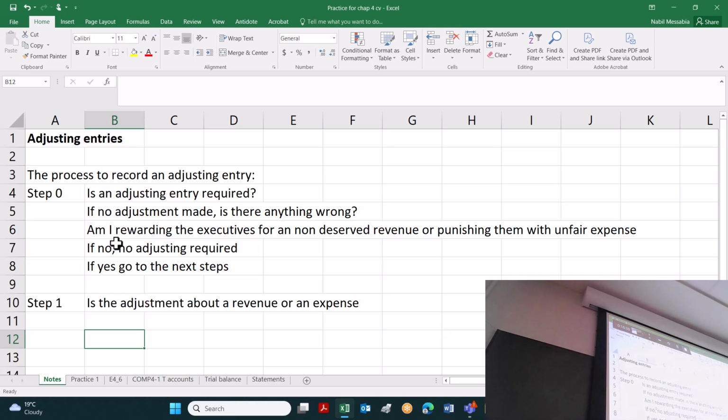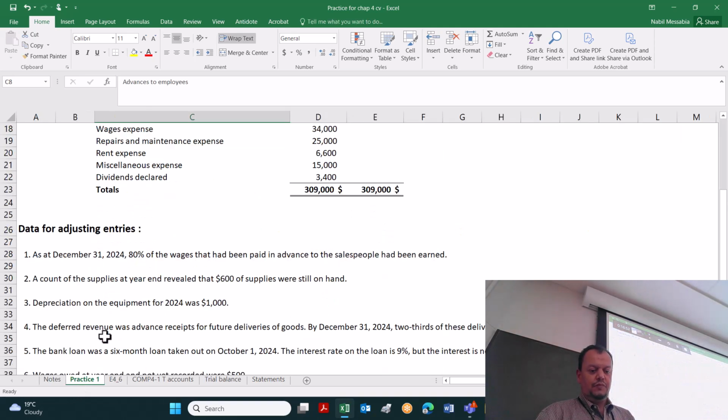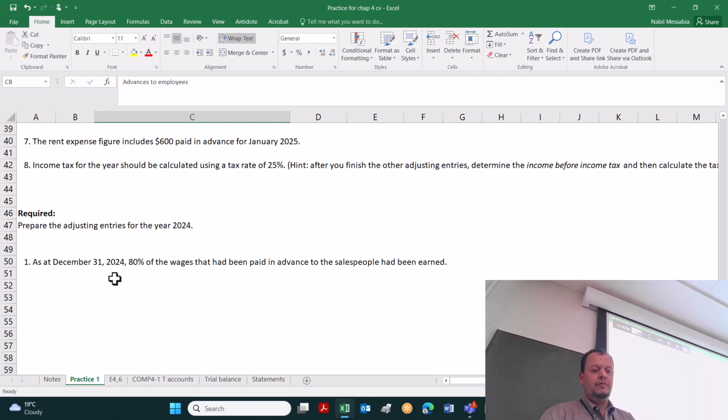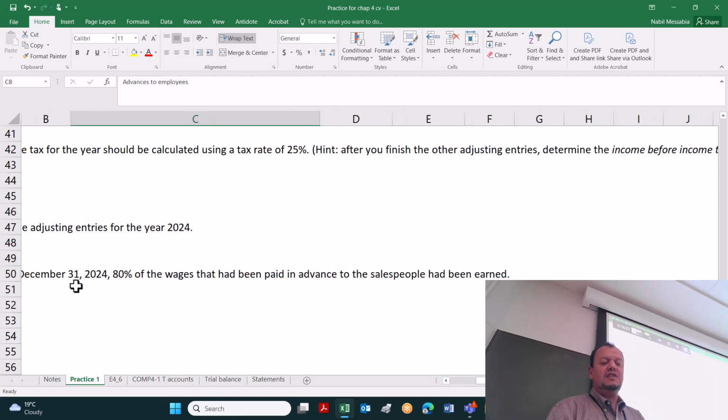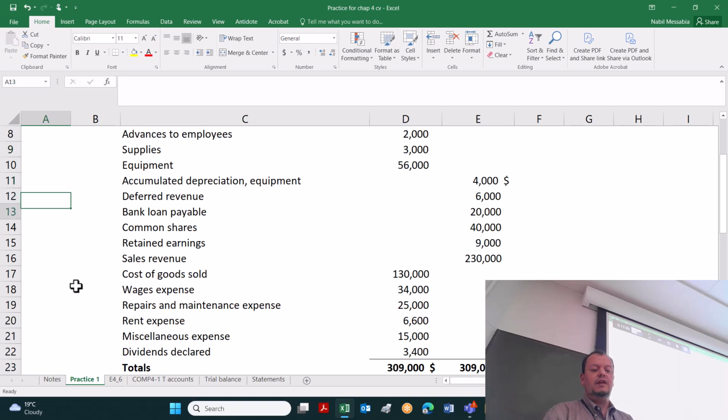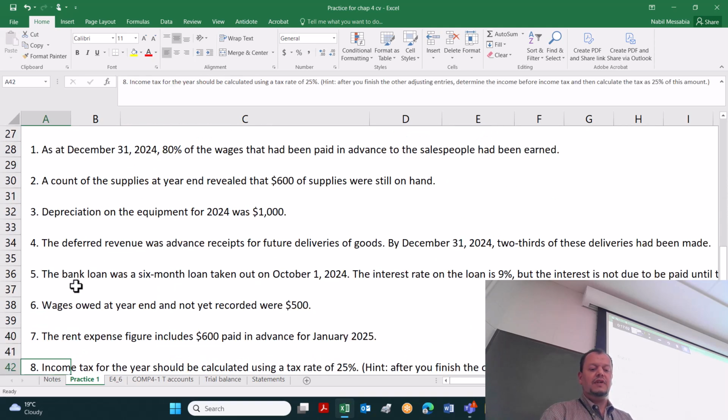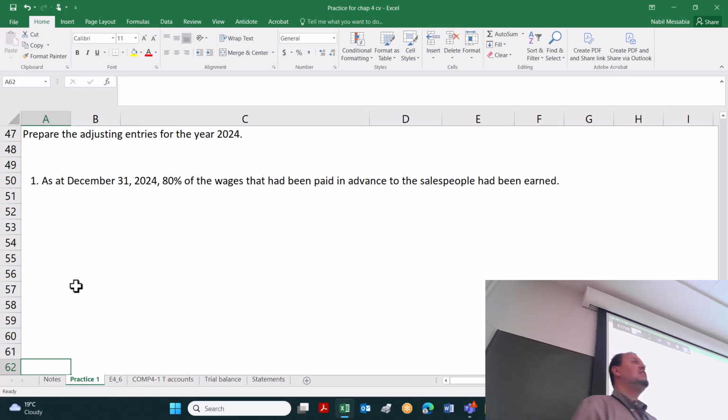The employee, the advanced employee. This is about what? We get back to our case. So is it about an expense or about a revenue? The percent of the wages that have been paid were earned. Is this an expense or a revenue? The initial advance, expense, and then the part. Okay, I knew this would come.